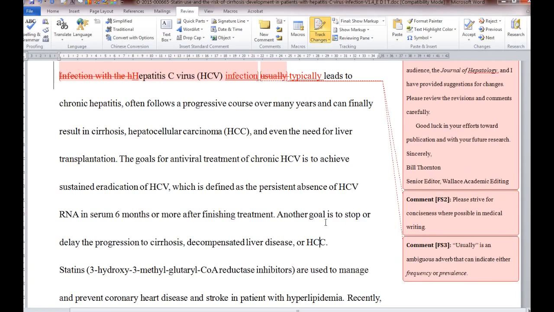Usually is an ambiguous adverb that can indicate either frequency or prevalence. Now, in some contexts, frequency and prevalence can be synonymous, mean the same thing. However, here I'm indicating frequency, how often something occurs. Prevalence, how much it is found. For instance, the number of objects or instances.